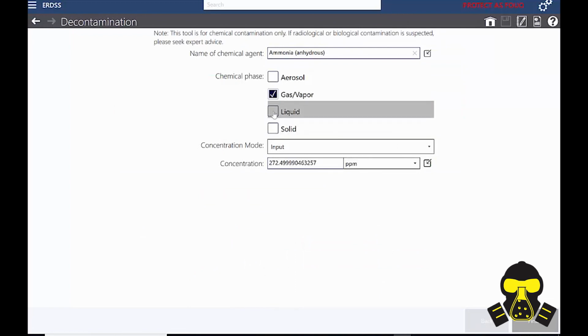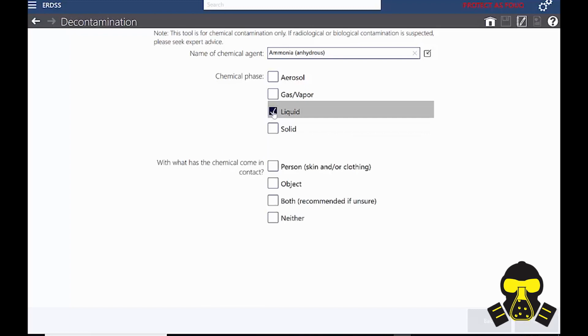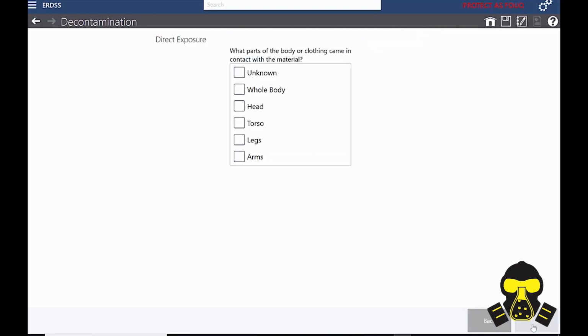So let's come back for a minute here and say, okay, this other person, these are the people that were around it, but I do have a person with some liquid on them. So let me look at them and say, okay, they had a liquid. Is it on the person, skin or clothing, object, both? Let's go with both. Now, as you can imagine, it's going to start to ask more questions because now you have a liquid exposure, which can be very different. So let's say the legs got splashed with ammonia.